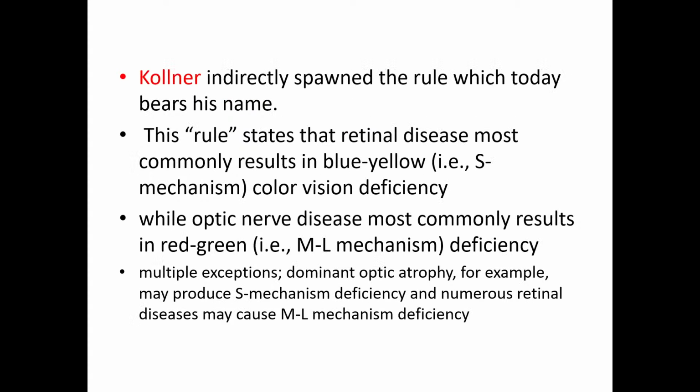Kollner indirectly spawned the rule which today bears his name. So what we know by a blanket rule is that whatever the retinal disease, it affects the blue and yellow color, and optic nerve disease will affect the red and green color. This is the normal blanket rule we all remember, but it is not always correct. Multiple exceptions are there. Dominant optic atrophy produces blue deficiency, and numerous retinal diseases may cause red and green deficiency.